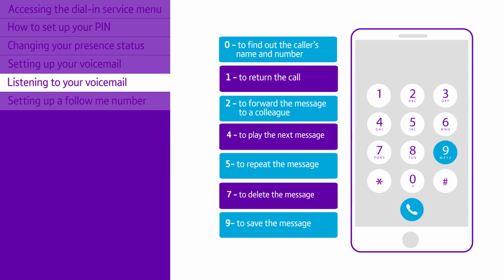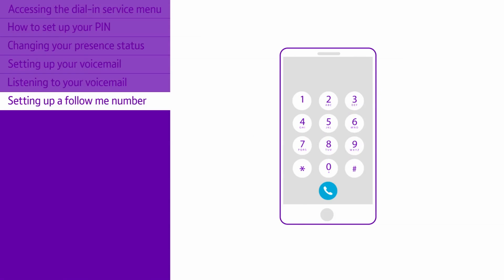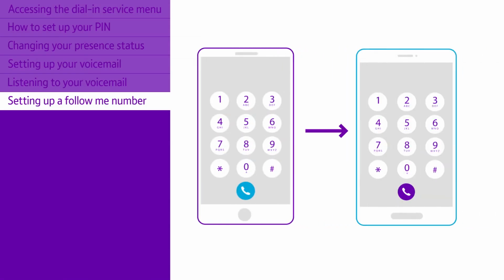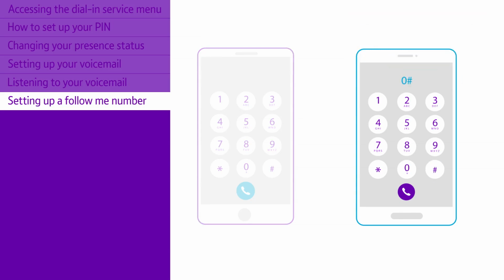Option 4. Setting up a Follow Me number. A Follow Me number is an alternative UK number that you can forward all your incoming calls to. To set one up, choose Option 4 in the Dial-in Service menu. If you're calling from your One Phone, enter the Follow Me number and then hash. If you're calling from another phone and want to use it as your Follow Me number, press 0, then hash. To deactivate your Follow Me number, just press 0.